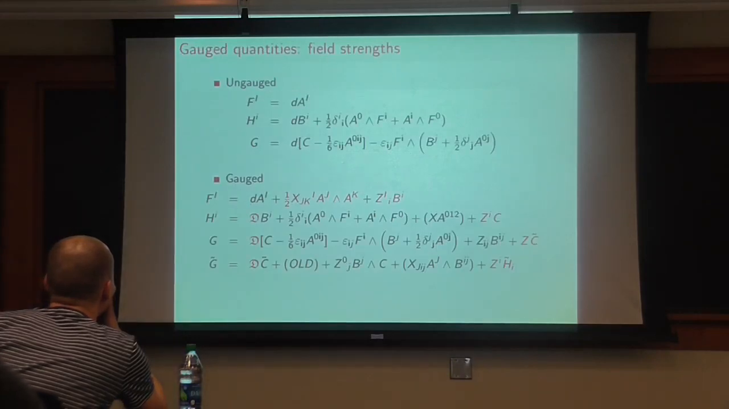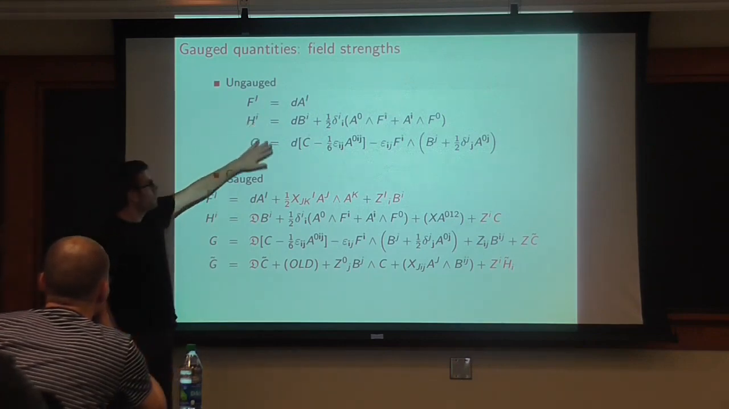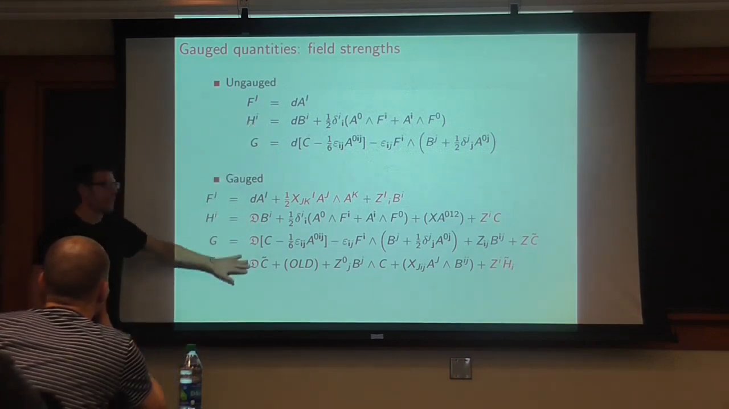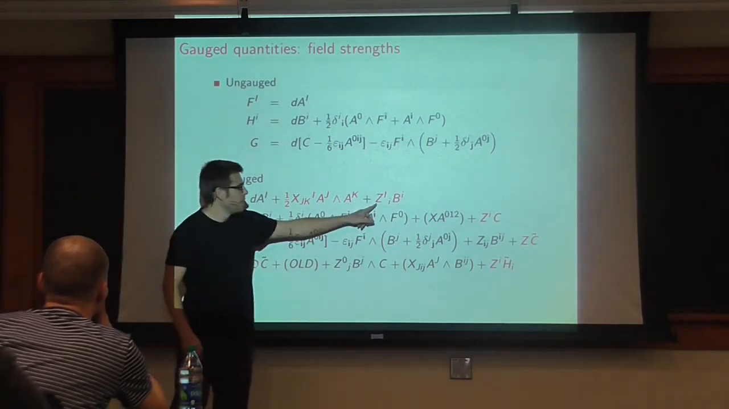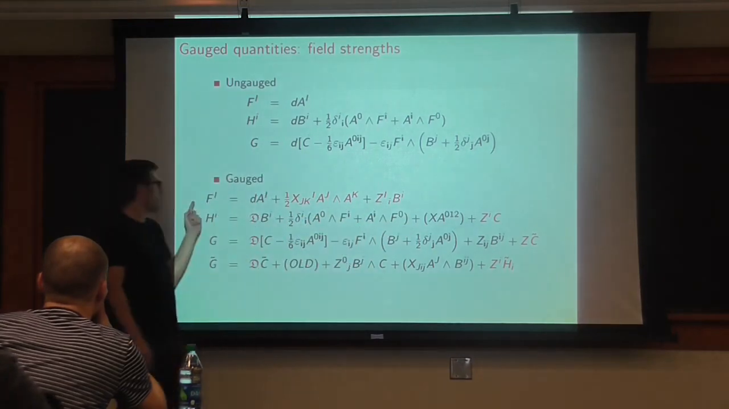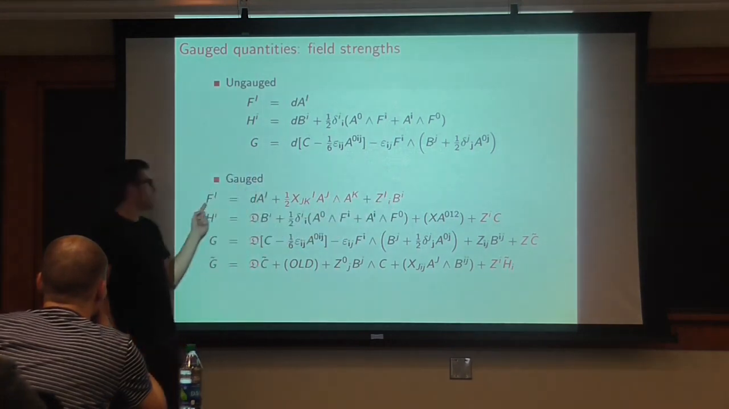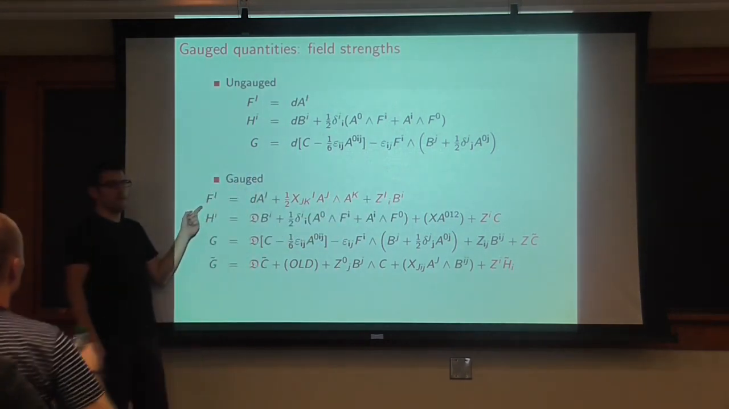And then the difference, for example, for the field strength, as I said, the field strength becomes deformed in this way. Here I have ordinary derivatives, and here I have the covariant derivatives, together with some extra couplings, the Stückelberg couplings, that allow me to couple the next order form, in this case the 2-form, to the field strength of the 1-form.